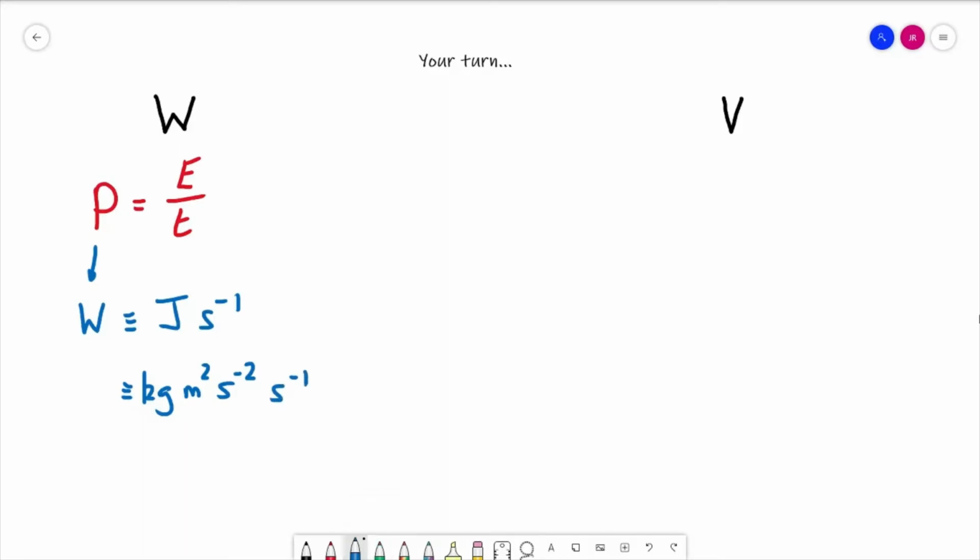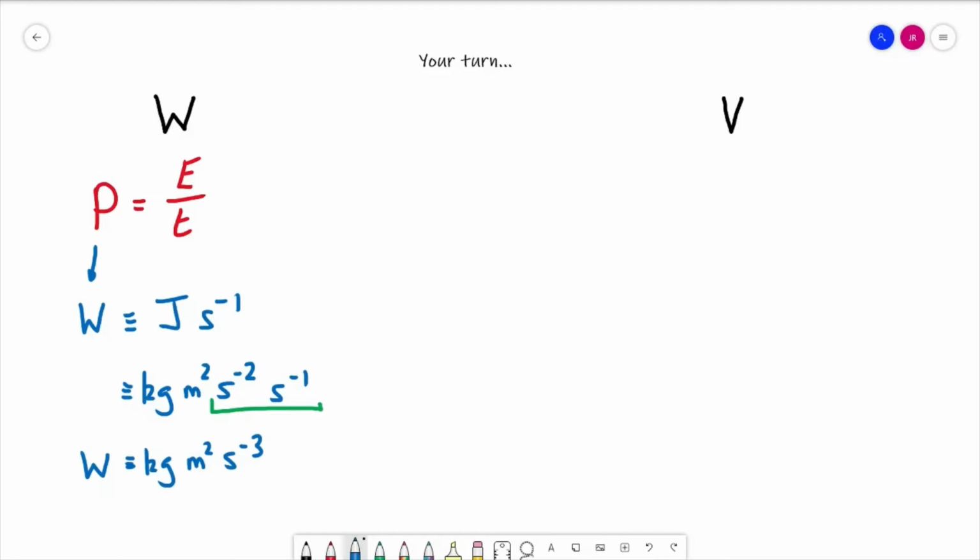So we're almost there. All of these, kilogram, metre and second, are all base units. But of course here we have per second squared and per second. What we're left with then is that watts is equivalent to kilogram metre squared per second cubed.